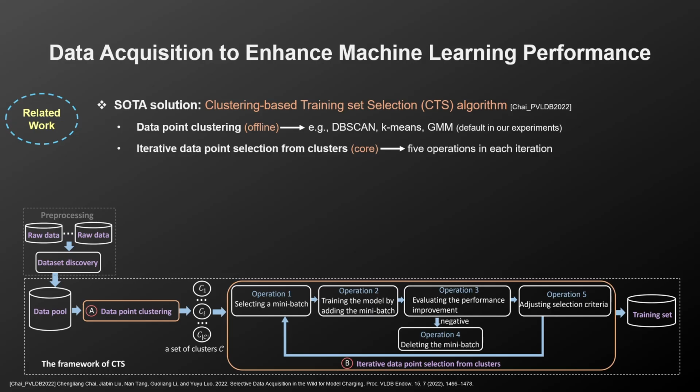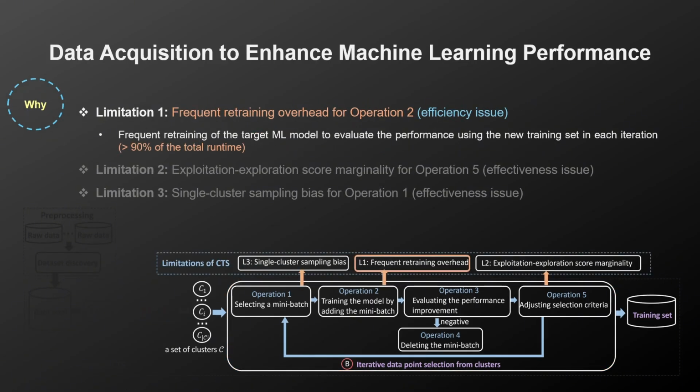Next, it evaluates the resulting performance improvement. If the observed improvement is negative, the mini-batch is removed from the training set. Finally, CTS updates the reward of each cluster based on the observed improvement and uses these rewards to guide subsequent selection. Despite its merits, CTS still has several limitations.